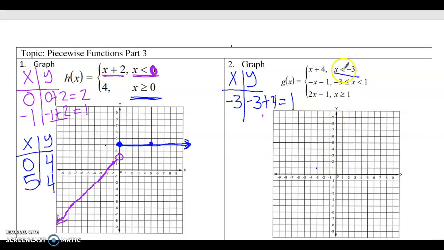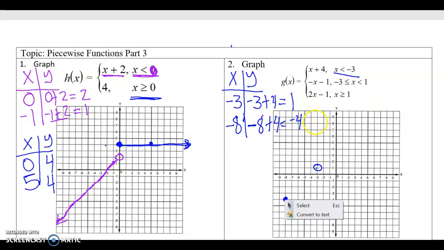Okay, what kind of dot is it going to be? This is just less than. So it's an open dot. Okay, now I'm going to pick another x value that makes this statement true, and I'm just going to pick -8. Okay, this second x value can be anything you want that is less than -3. So as long as it makes this statement true, I don't really care what your second point is. So -8, because that's x plus 4, so -8 plus 4 is -4. So there is my second dot.